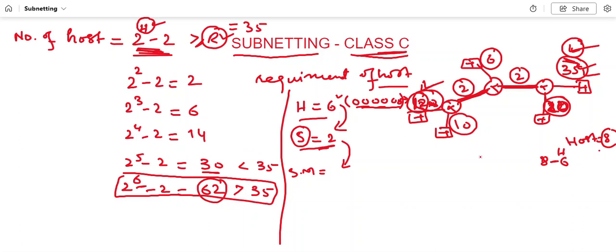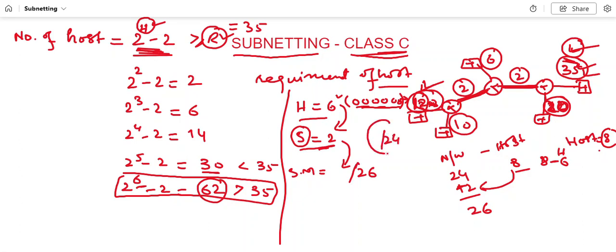Okay, so how many network bits are there in class C? 24. By default, the network bits are 24 and the host bits are 8. In this case, S is equal to 2, meaning we have taken 2 bits from here. So 24 plus 2 is equal to 26. Now our network bits are 26. So in CIDR notation or prefix, we write /26, because the default is /24. /24 is the default prefix in case of class C.